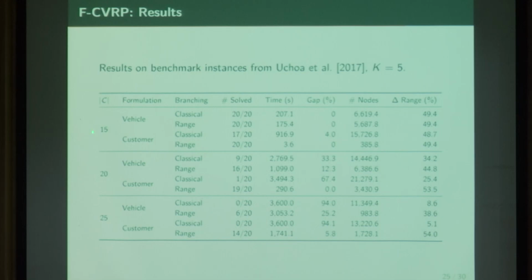And you say that for 15, the vehicle formulation solves all the problems, 20 over 20. Instead, the last customer only solves 17 of them. And then for 20 it is 9 over 20, and for 25, none of them is solved to optimality in 1 hour of computing time. And the gap is bad in both cases. But for example, this one, 33% versus 67%, okay? So per se, the last customer formulation is not a killer. It doesn't work particularly well.